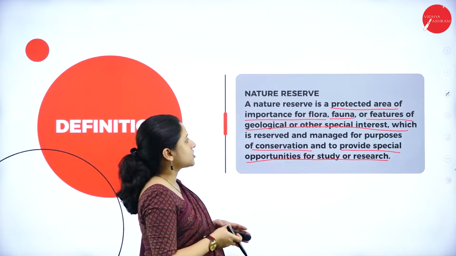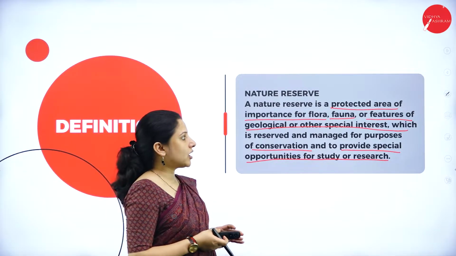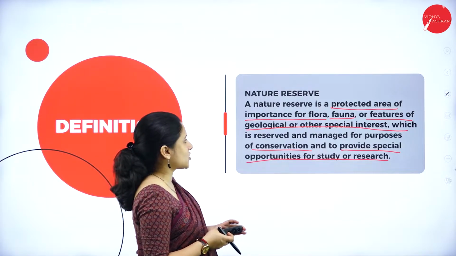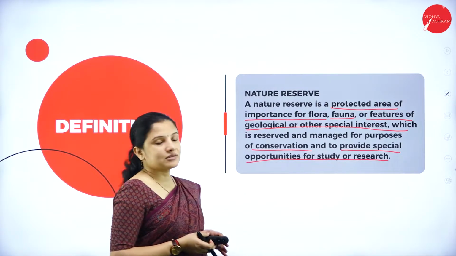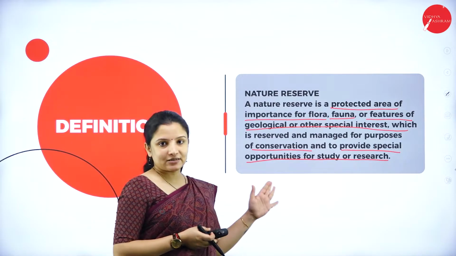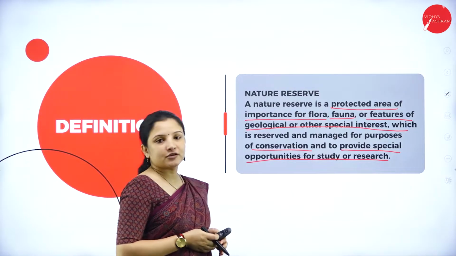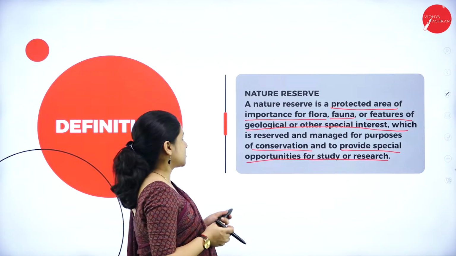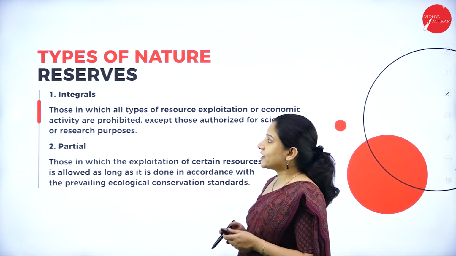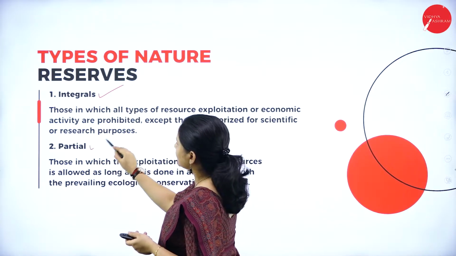So therefore, a nature reserve is a protected area of importance for flora and fauna or features of geological or other special interest, which is reserved and managed for a particular purpose such as conservation as well as to provide opportunities for study as well as research. So next, talking about the types of nature reserve. Nature reserve is of two types. One is integral and the other one is partial.